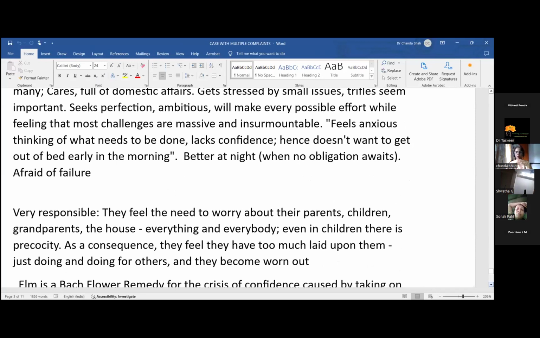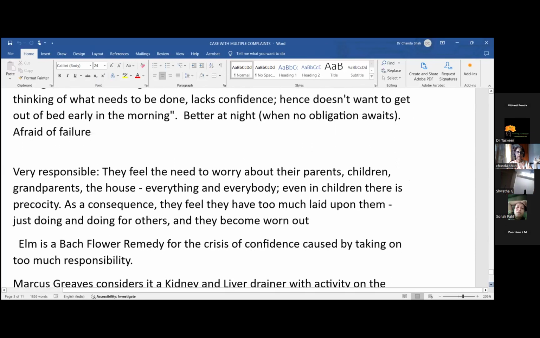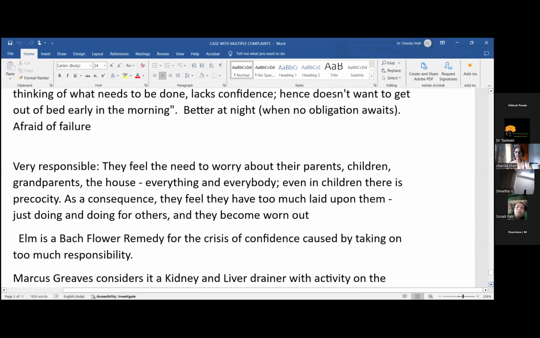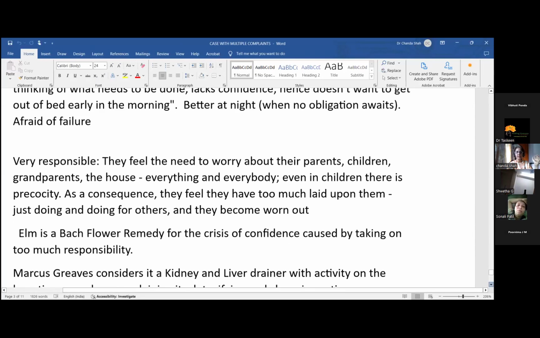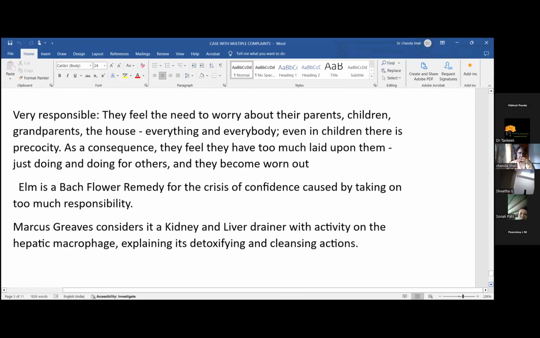So they feel that a lot is laid upon them and they are just doing and doing for others till they become worn out. And almost the same as this is Elm, which is a Bach flower remedy, given for the crisis of confidence brought on by taking up too much responsibility. Then Marcus Greaves considers it a kidney and liver drainer with activity on the hepatic macrophage, explaining its detoxifying and cleansing actions. So it works on the kidney, okay? And it is also a liver drainer.